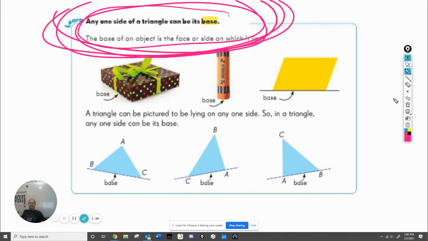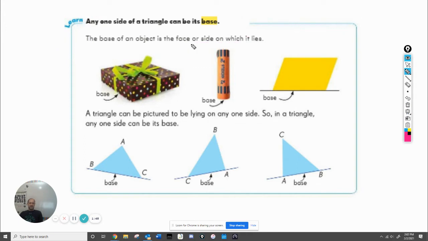Any one side of a triangle can be its base. Okay, that's it. Any one side of a triangle can be its base. This line here, I absolutely can't stand: the base of an object is the face or side on which it lies. No, no, no. The base is whatever you or the textbook identifies as the one side that is the base.